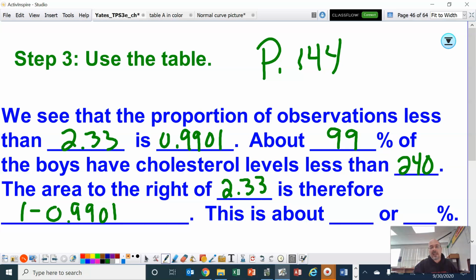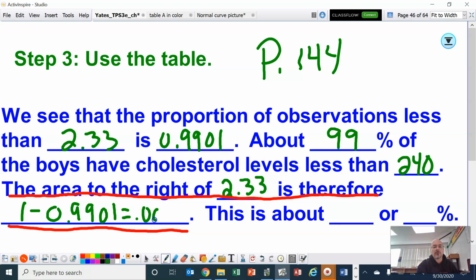You can find this answer without using the table. You could use the calculator. So this sentence right here that I'm going to underline in red could be ignored if you used your calculator with the normal CDF. And that will be 0.0099. Okay, so this is about 0.01 or 1%.